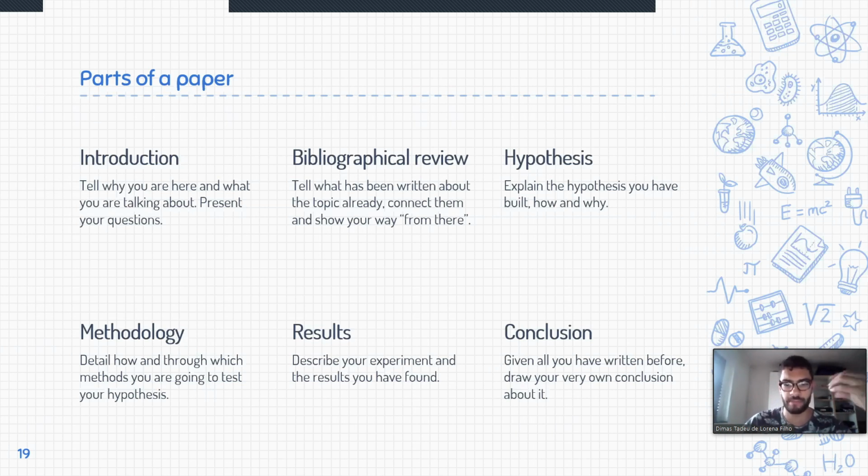So you have the paper. For example, if I was a professor correcting the paper, this would be one of my main criteria. I would see if all those elements are there. Unless it's an essay, then I wouldn't look for methodology or results, because those are parts of the experiment. But introduction, bibliographic review, hypothesis, and conclusion, this is the main format for every scientific paper we write. Is that okay?